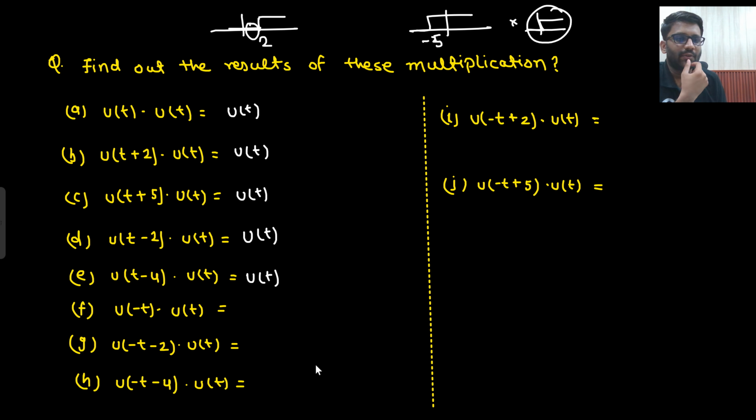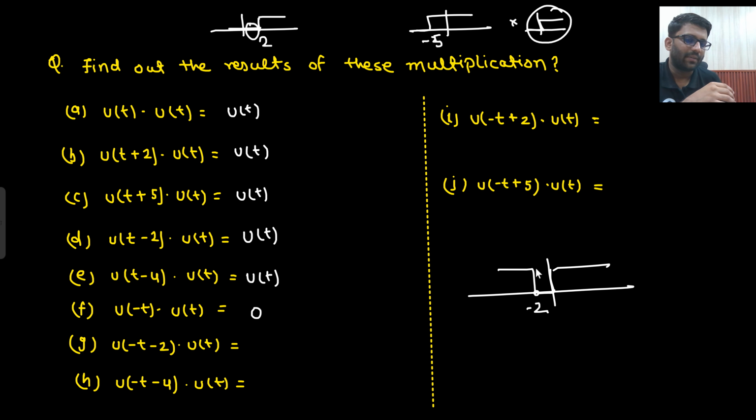u(-t) multiplied with u(t) is 0, because u(-t) goes here and u(t) goes here, so the product will be 0. u(-t-2) multiplied with u(t): if I multiply both of them, there is no common part, so basically the multiplication will be 0. u(-t-4) multiplied with u(t) is also 0.